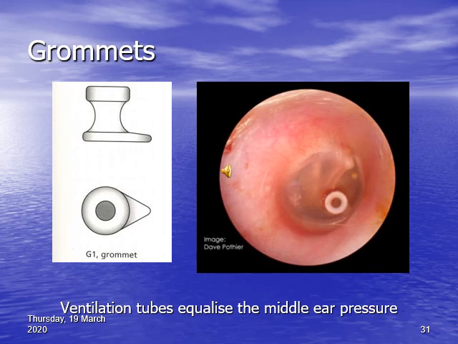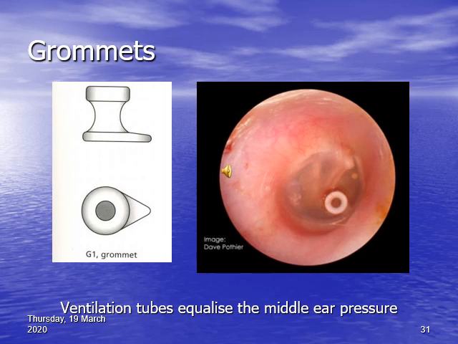We call it myringotomy: aspiration of the glue from this incision and inserting a ventilation tube, or what we call a pressure equalizing tube. We call it, between brackets, grommets, and this grommet will persist within this tympanic membrane perforation for a while. There are of course multiple types of grommets. We have short-term grommets that persist for 6 to 9 months.